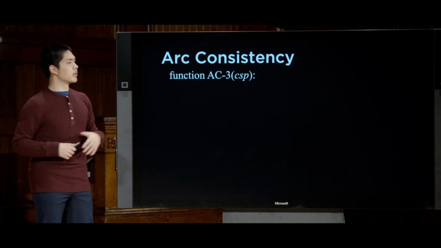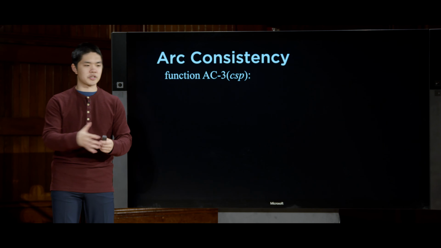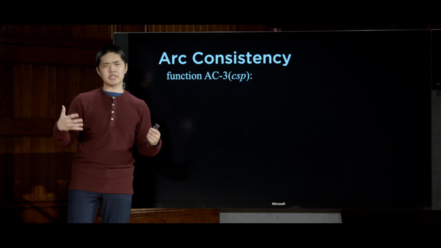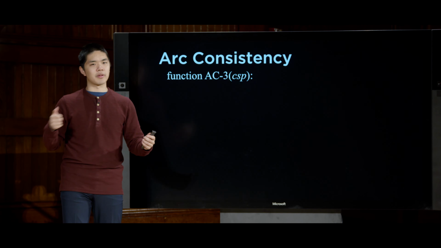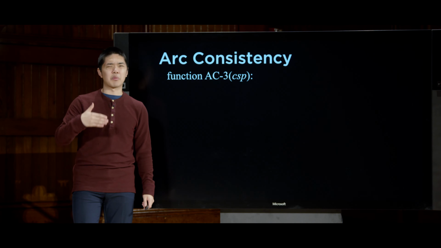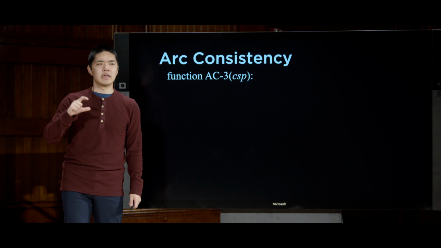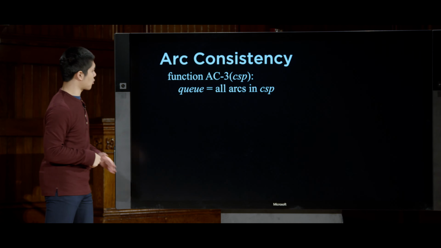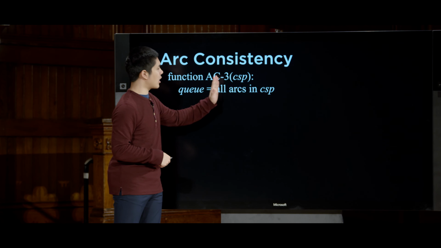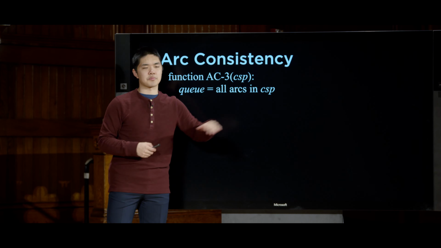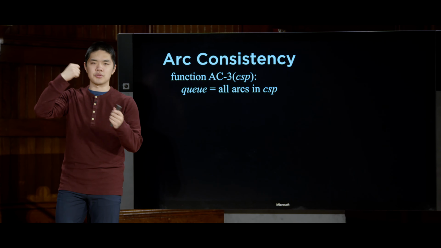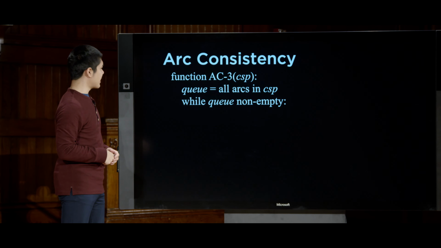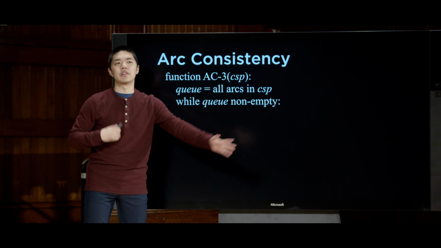How does it do that? Well, it's going to basically maintain a queue, or basically just a line of all of the arcs that it needs to make consistent. And over time, we might remove things from that queue as we begin dealing with arc consistency. And we might need to add things to that queue as well if there are more things we need to make arc consistent. So we'll go ahead and start with a queue that contains all of the arcs in the constraint satisfaction problem, all of the edges that connect two nodes that have some sort of binary constraint between them. And now, as long as the queue is non-empty, there is work to be done.